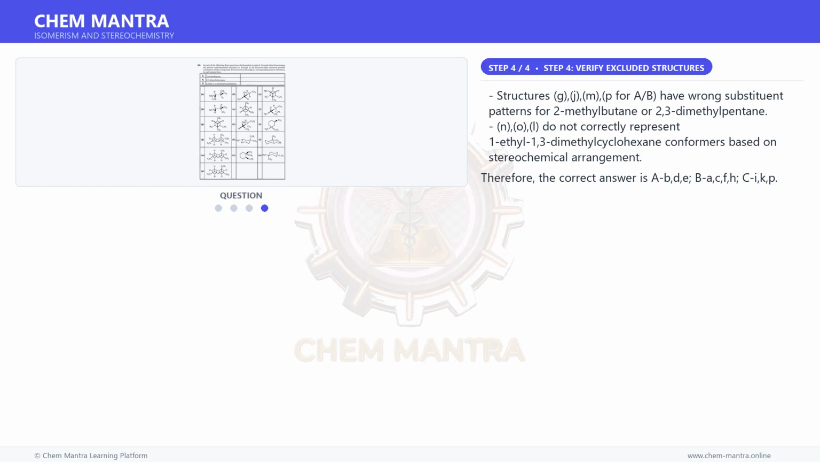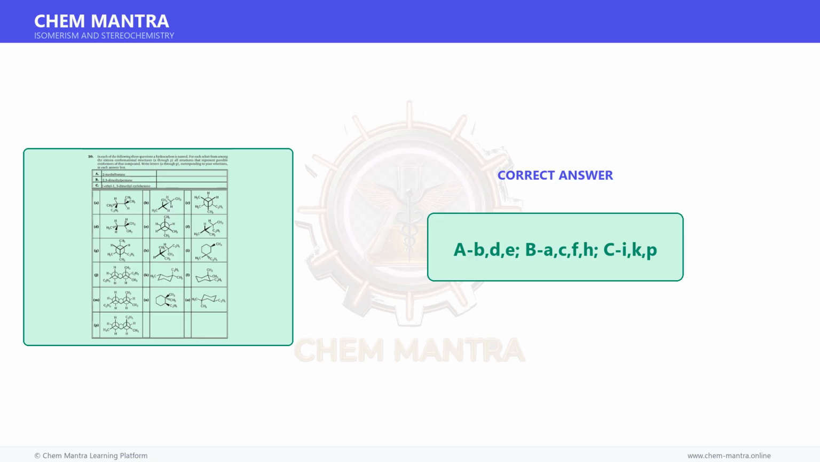And for the final step, structures G, J, M, P for AB have wrong substituent patterns for 2-methylbutane or 2,3-dimethylpentane. N, O, L do not correctly represent 1-ethyl-1,3-dimethylcyclohexane conformers based on stereochemical arrangement. Therefore, the correct answer is AB, D, E, BA, C, F, H, CI, K, P. The correct answer is shown on screen.